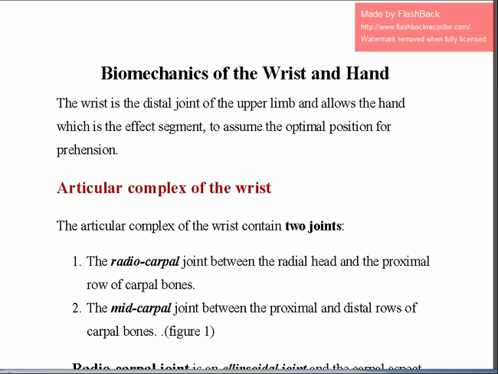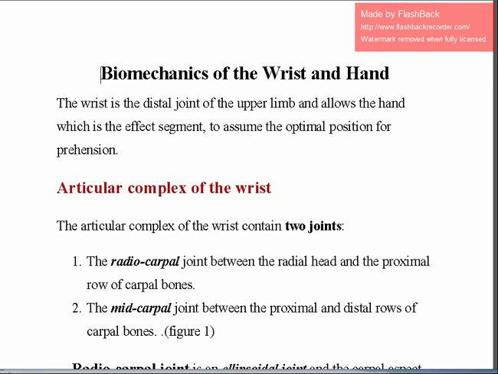Hello students. Let us today discuss a basic topic: the biomechanics of the wrist and the hand. The wrist and the hand function very closely as one unit, and it allows us to perform our daily activities and desired functions and give results when they act in a coordinated manner.